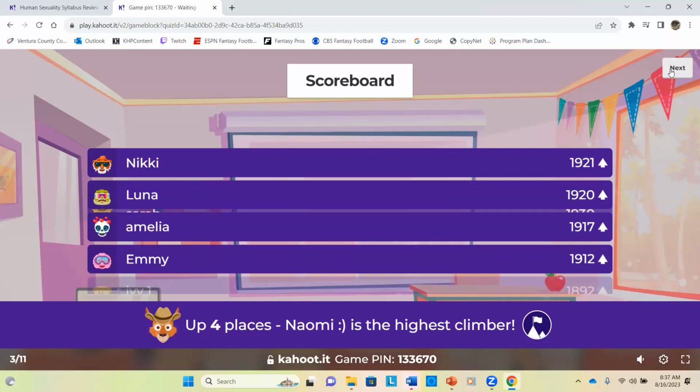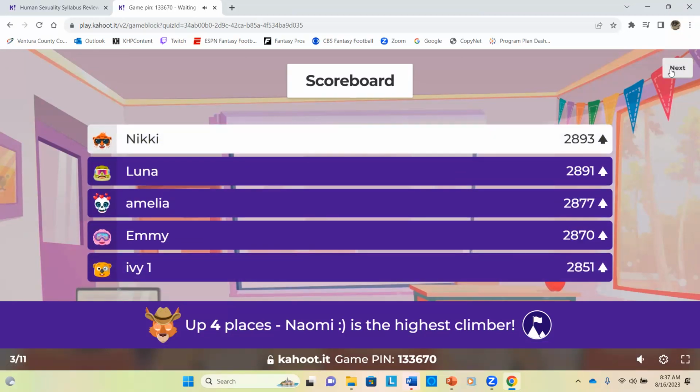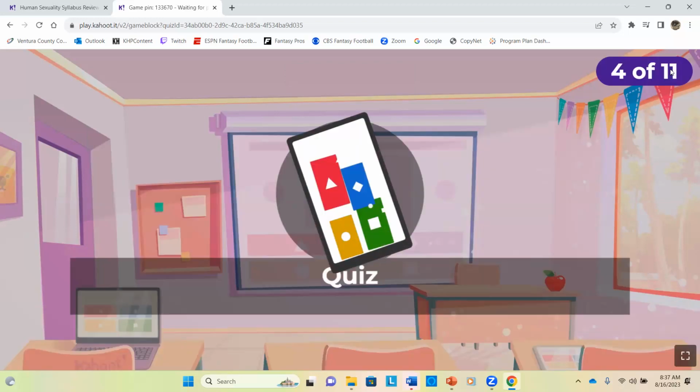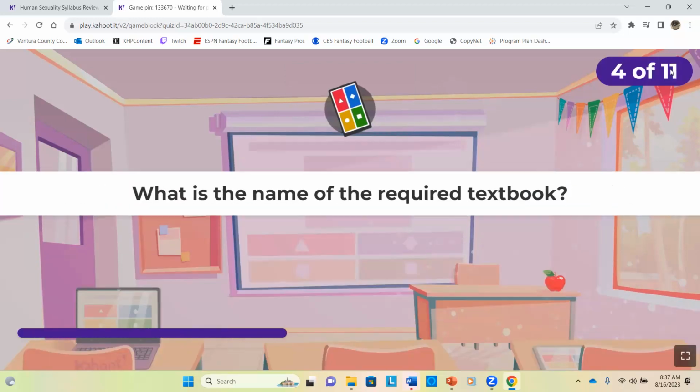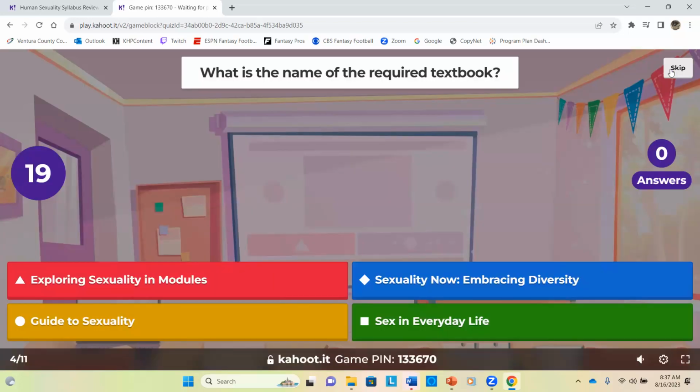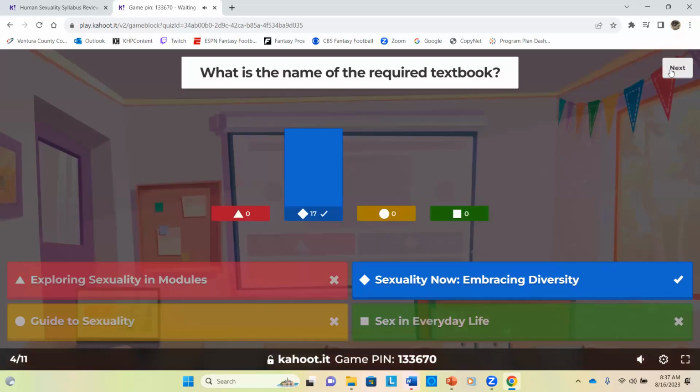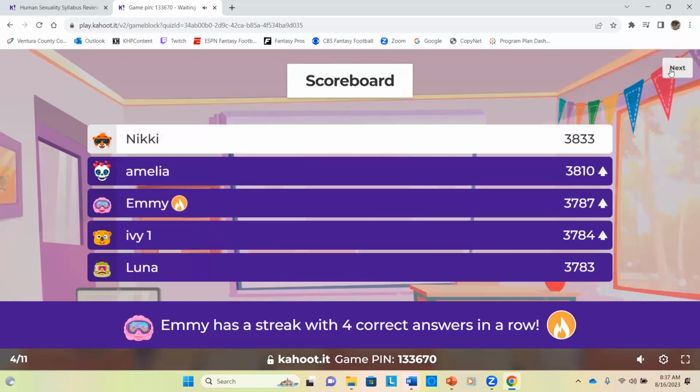Let's see. Oh, new leader. Nikki. Where's Nikki? Excellent. Next question. And I'll help you out with the ones over here. What is the name of our required textbook? Exploring Sexuality in Modules, Guide to Sexuality. All right, excellent. You all got it. Sexuality Now: Embracing Diversity. Again, try and get that as soon as you can. Nikki again in the lead. I like this, repeat winners. Lots of candy. Okay, next question.